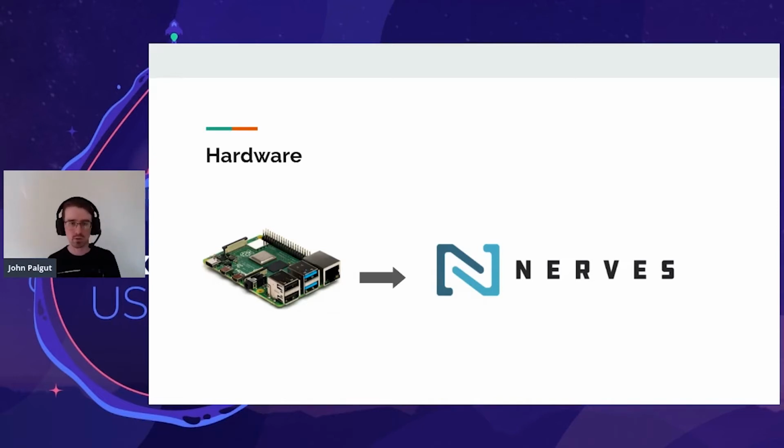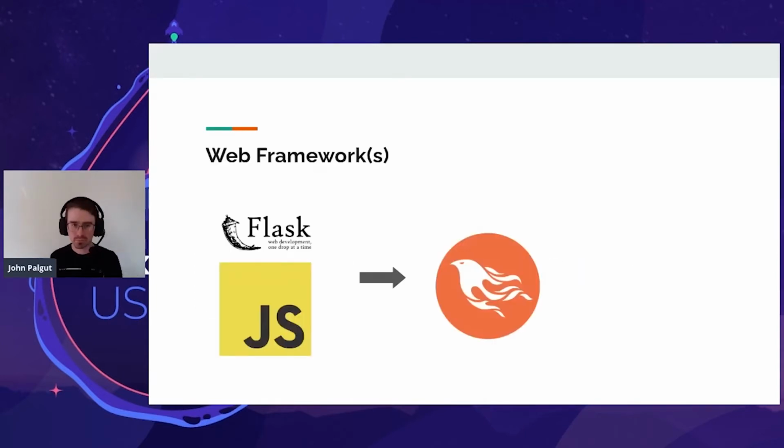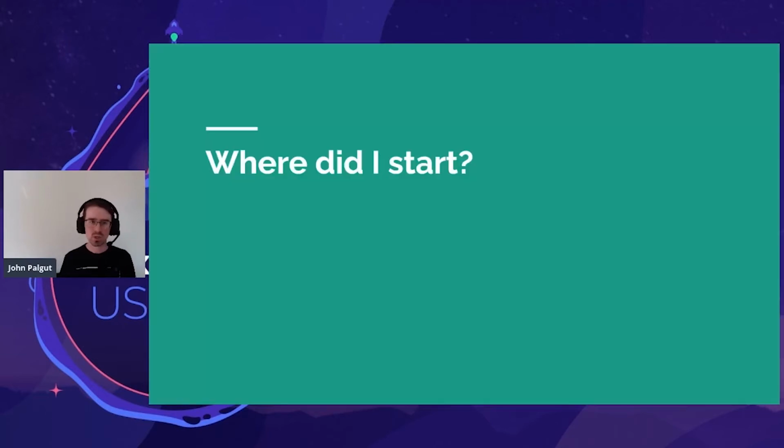And luckily for me, Nerves is really great at getting your Elixir projects up and running on a Raspberry Pi. Similarly, OctoPrint uses a library called PySerial. It turns out the S in USB actually stands for serial. And so this PySerial library allows OctoPrint to talk to the 3D printer. For us, there's a library called Circuits UART, which is part of the Nerves family of libraries, and we can use that to talk to the printer. And then finally, OctoPrint has a real-time web UI built with Flask and some client-side JavaScript. And we can throw out the JavaScript part and just rely on Phoenix and LiveView to get things done. So where did I start?